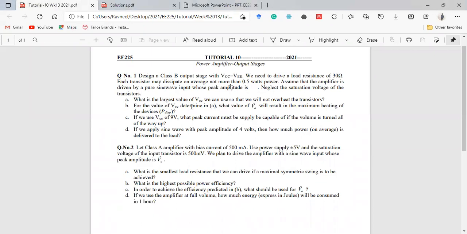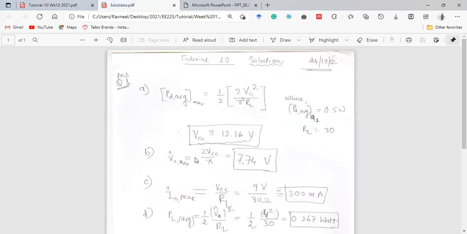Moving on to part B. For the value of VCC determined in A, what value of output voltage will result in the maximum heating of the device? So we need to find the V out at which it will have maximum heating. We have already found the maximum VCC. Using this formula, V out maximum is equivalent to 2 VCC divided by pi. We calculated the maximum VCC in part A, that is 12.16. Substituting into this formula to get V out max gives us 7.74 volts.